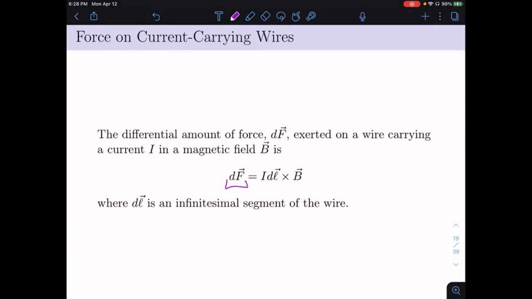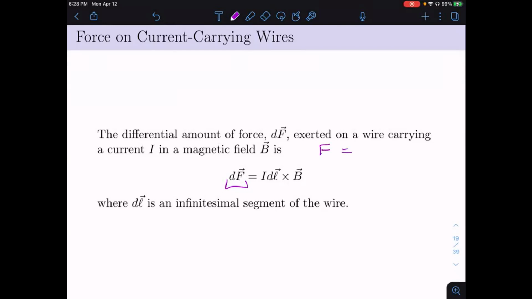So you know what differential forms mean? It means you're going to have to take an integral eventually, right? Because we are integrating over an infinitesimally small part of that wire. As we move along, it's either its length or its height, something like that. We will have to add up all of those components of the force as we go along. So don't forget that is a dF, right?